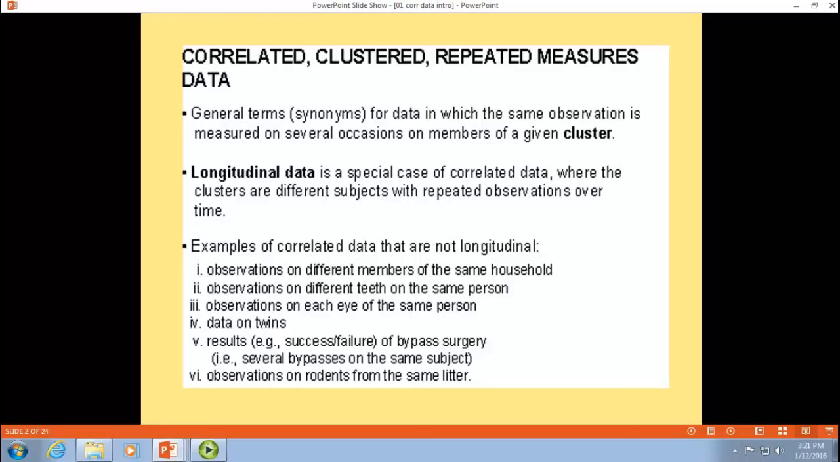So you may worry about the fact that the outcome data within a household isn't independent. They're not independent of one another. And so you can't necessarily do the usual kind of logistic regression, Poisson regression, or survival analysis that you might want to do, because there's correlation involved.